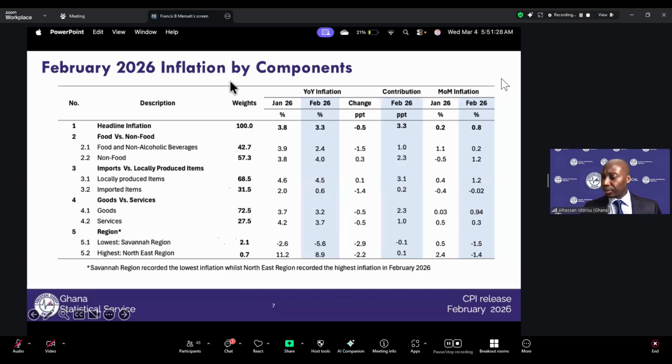Then the second question, I think, was the one Justice asked, with regards to whether going forward we'll see inflation plateauing, or what the trends in inflation will be. I had explained that the Statistical Service is not in the business of projecting inflation, so we are not able to tell you what the projected inflation would be going forward.